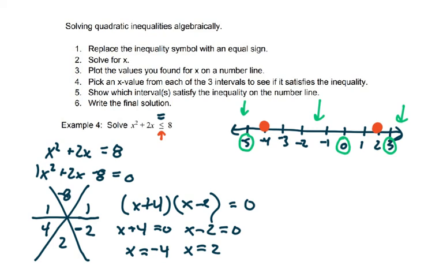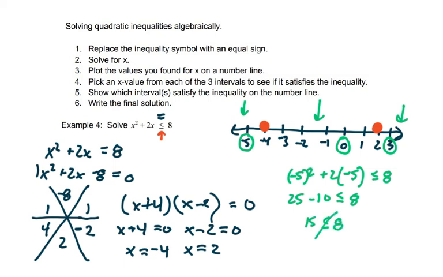And so we're going to start these one at a time. We'll do negative 5 squared plus 2 times negative 5 is less than or equal to 8. That's going to give us 25 minus 10 less than or equal to 8. 25 minus 10 is 15, which is not less than or equal to 8. So this part is not getting shaded. The part to the left of negative 4 is not getting shaded because it did not work.